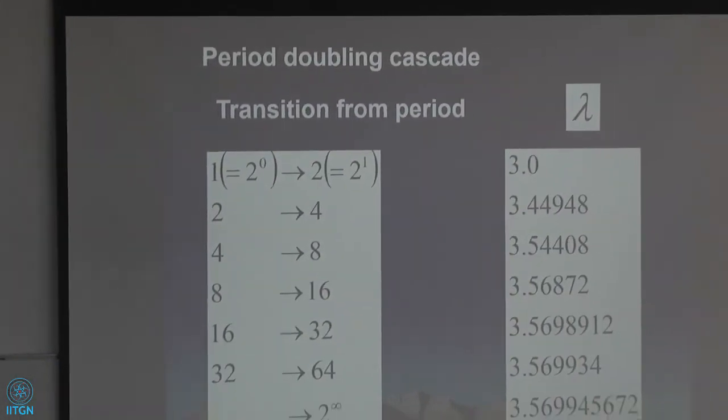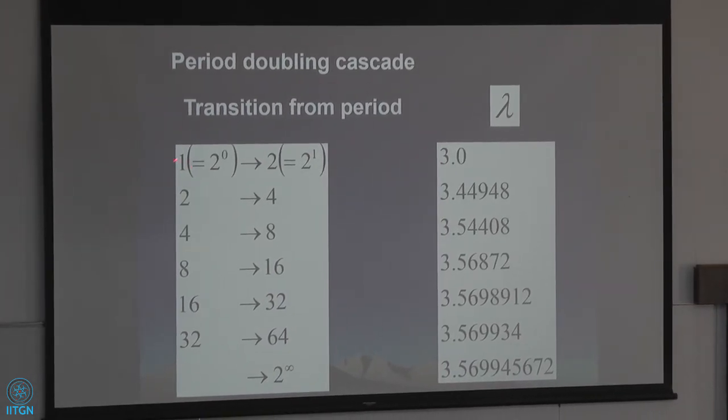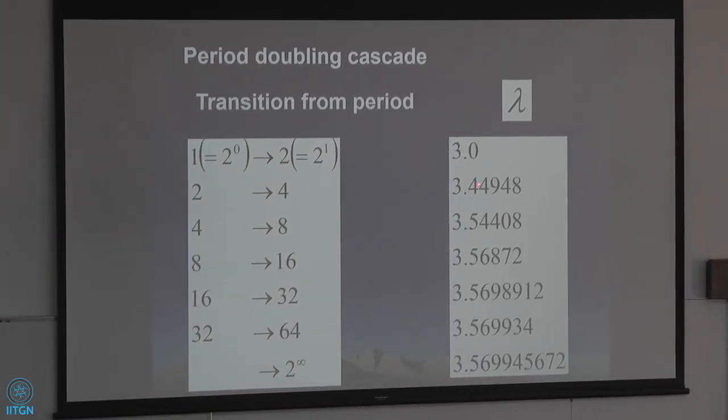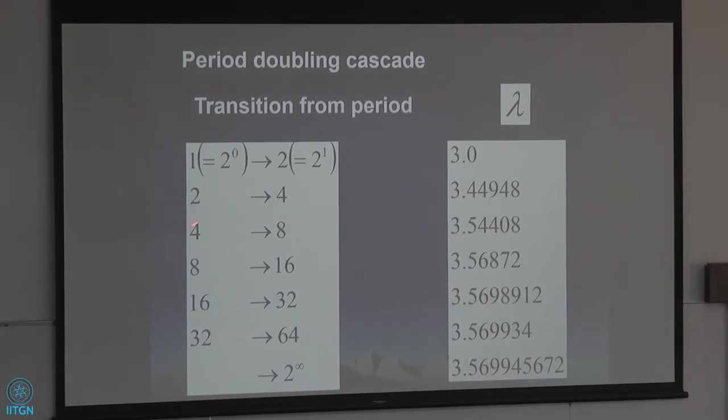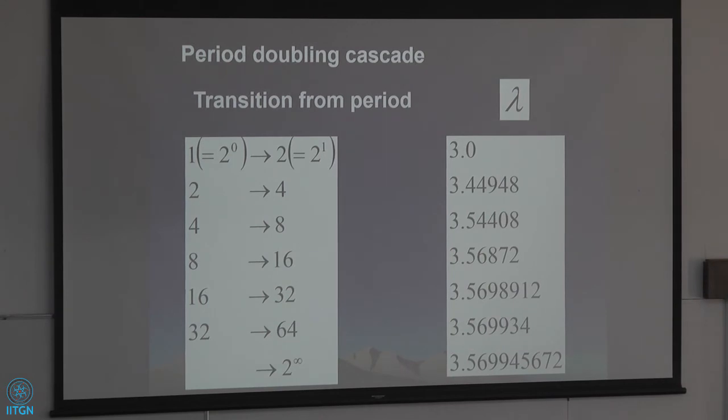These are the values of lambda. At 3, it became fixed point to 2 cycle. Then at this value of lambda, 2 cycle to 4 cycle, 4 to 8, and the corresponding values of lambda. And at these values of lambda, it has gone to no cycle, no period, aperiodic, chaotic. That means a value is never repeated. So that is called chaos, one route, that is called the period doubling cascade route to chaos.